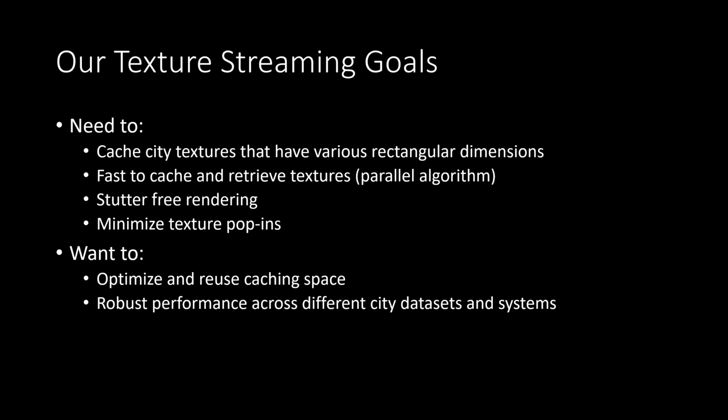For our texture streaming goals, we need to cache city textures that have various rectangular dimensions. Our texture streaming system also needs to be fast to cache and retrieve textures using parallel algorithms. It also needs to minimize frame rate stuttering during rendering and minimize distracting texture pop-in effects. Additionally, we want to optimize and reuse texture caching space, and we want our system to be robust enough to perform across different city datasets and computer systems.